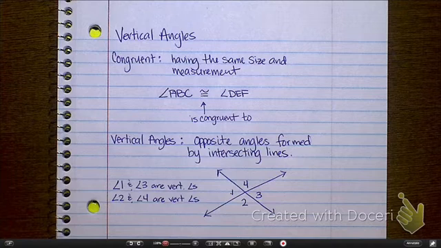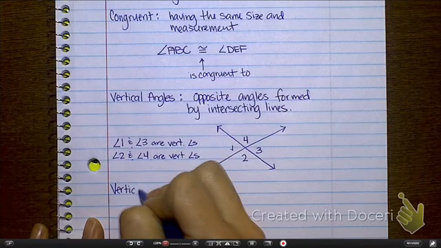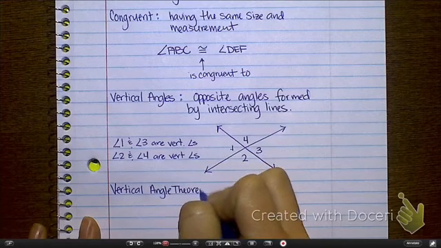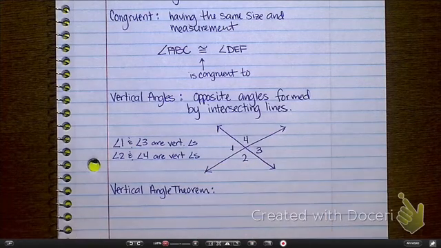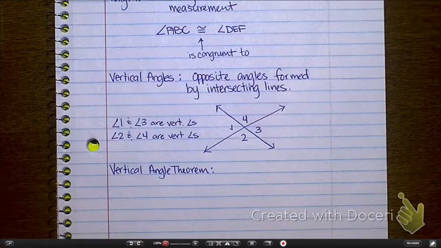Now, whenever we have vertical angles, something special happens with those vertical angles. There's something that we call the vertical angle theorem. Before we write this theorem down, I'm going to try to show you this with some objects, so you can get the gist of this.